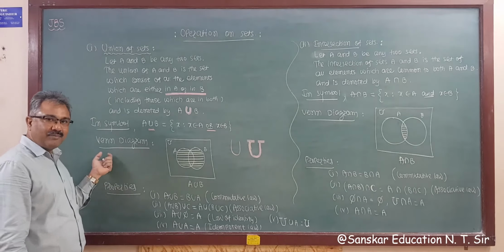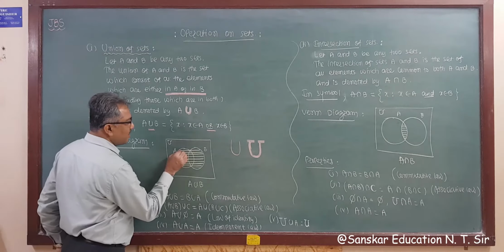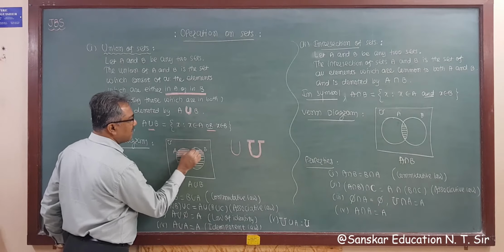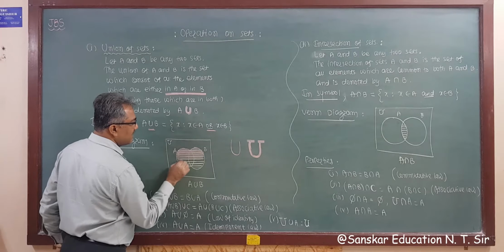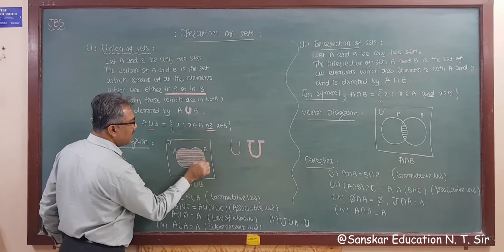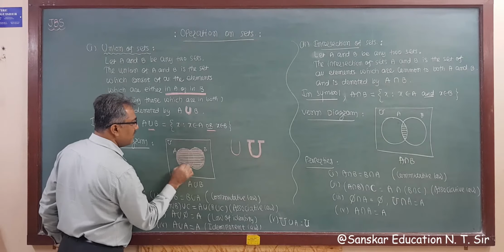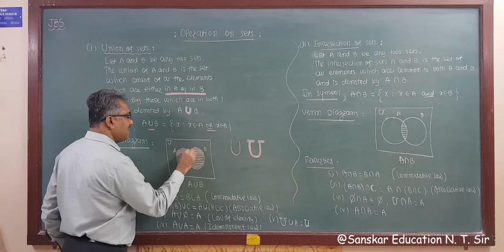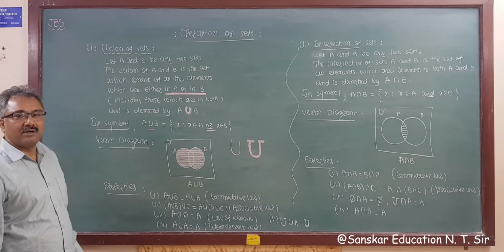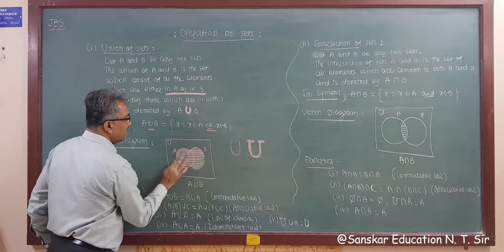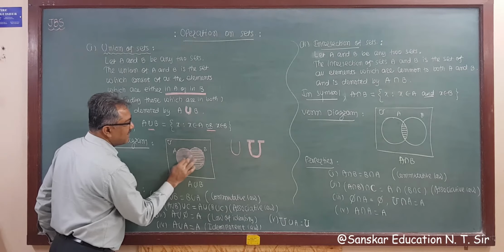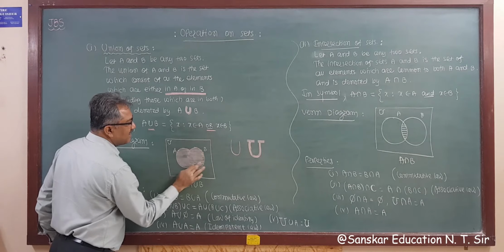Now the Venn diagram. You know that all these elements are in here. So this is your union of two sets. All these elements are called the union of two sets. This is the union of sets A and B. This is A and this is B, right? So this is called the union of two sets. So this is the Venn diagram for the union of two sets, right?